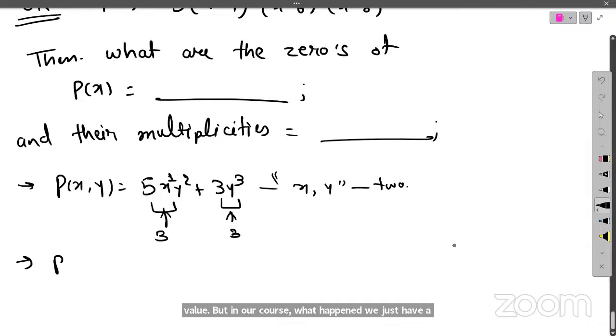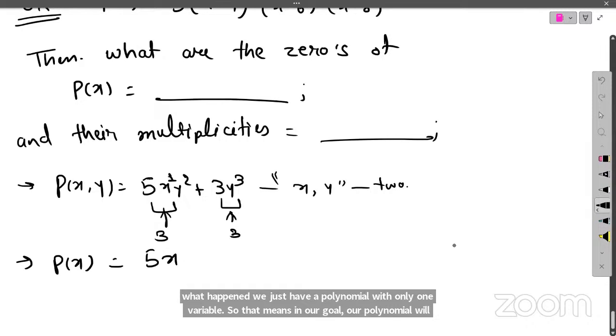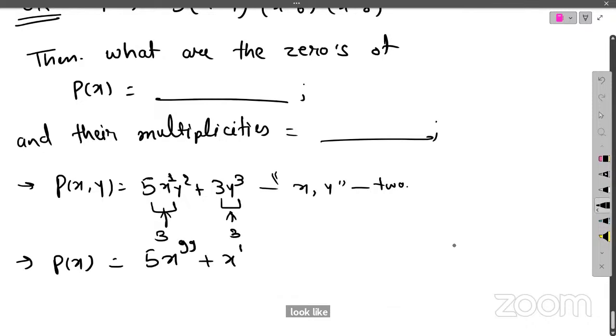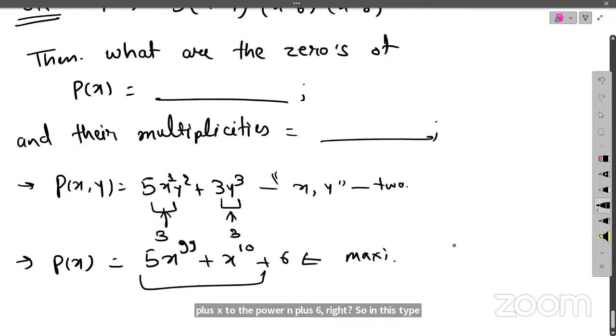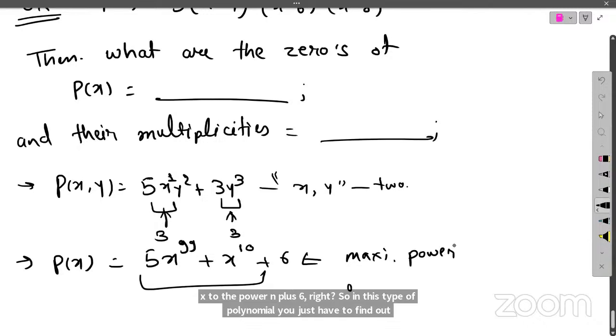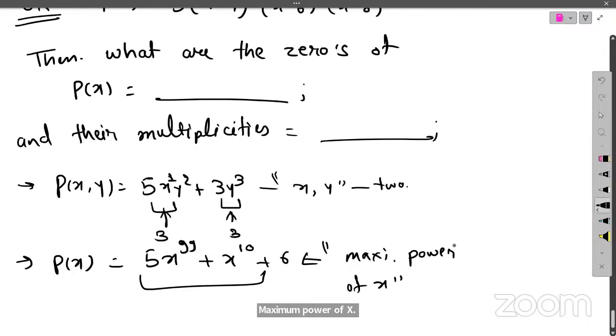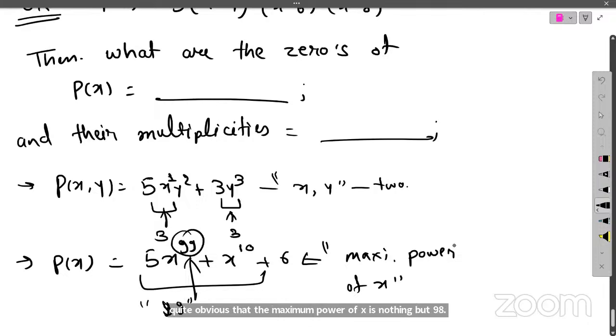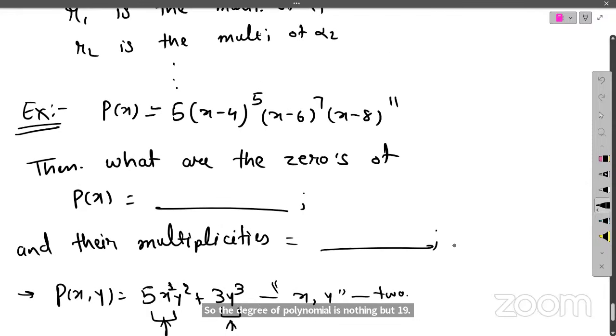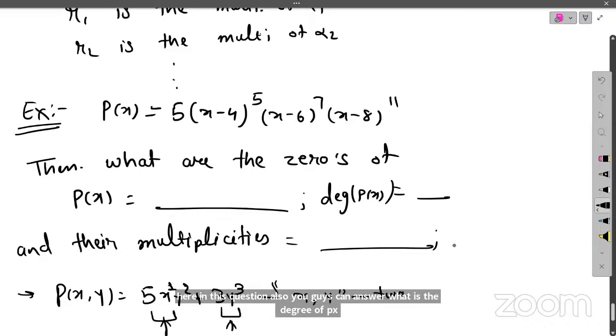So in our course, the polynomial will look something like this: 5x to the power 99 plus x to the power n plus 6, right? In this type of polynomial, you just have to find the maximum power of x. What is the possible maximum power of x? Here it is quite obvious that the maximum power of x is 99, so the degree of the polynomial is 99. Now in this question also, you can answer what is the degree of p of x. What is the maximum power of x that can happen in this polynomial? Is that fine for you?